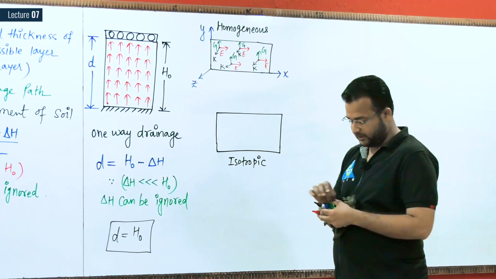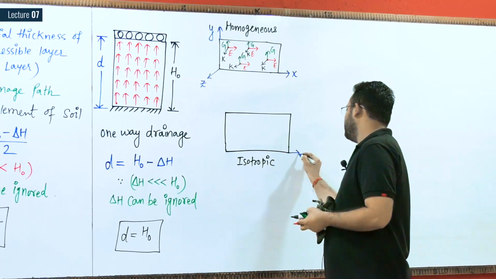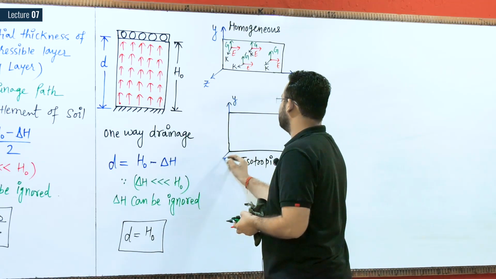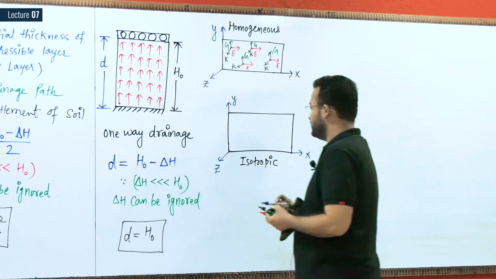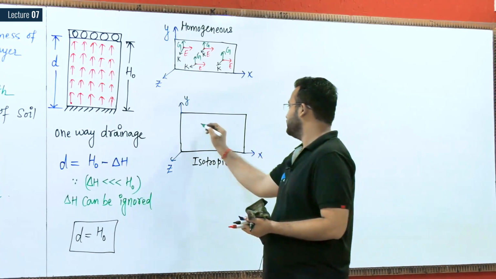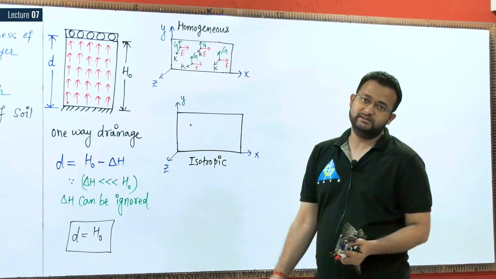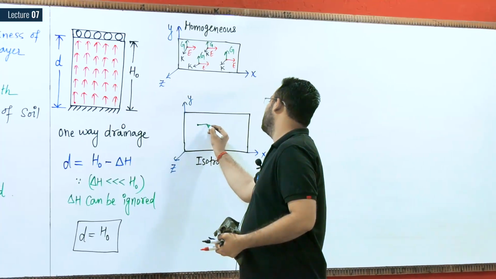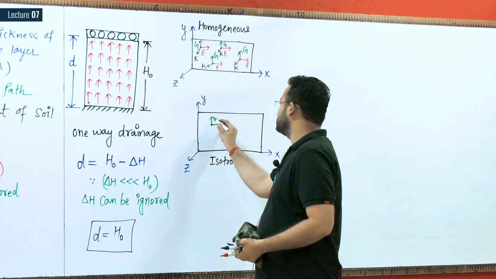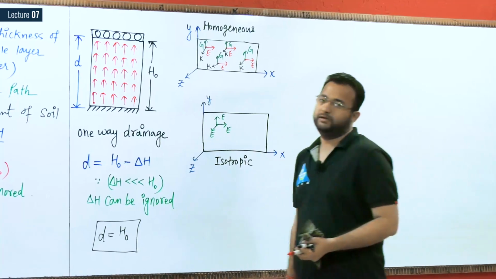How is it isotropic? You see here what happens. You select any point. Suppose this is your x direction, this is your y direction, and this one is your z direction. In the isotropic material, you select any point. Suppose I select this point. So in all the directions, the property of the material is the same. If in x direction we have E property, then in y direction also we have E property, and in z direction also we have E property.